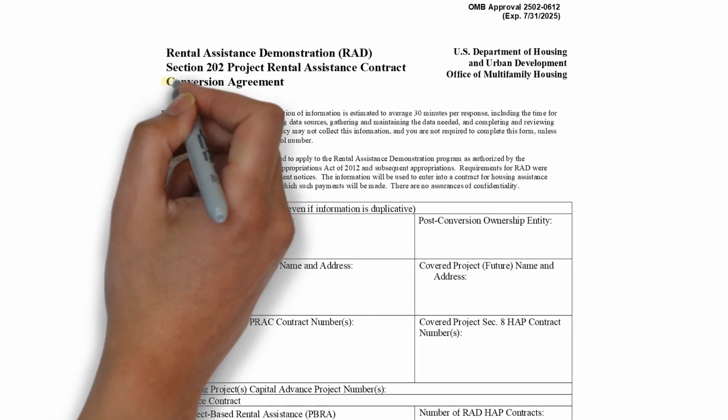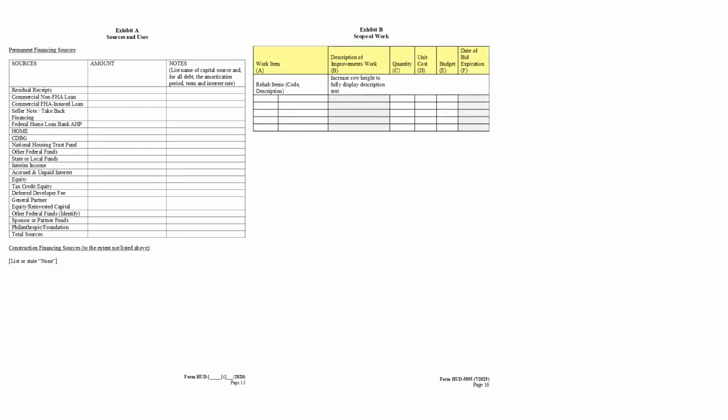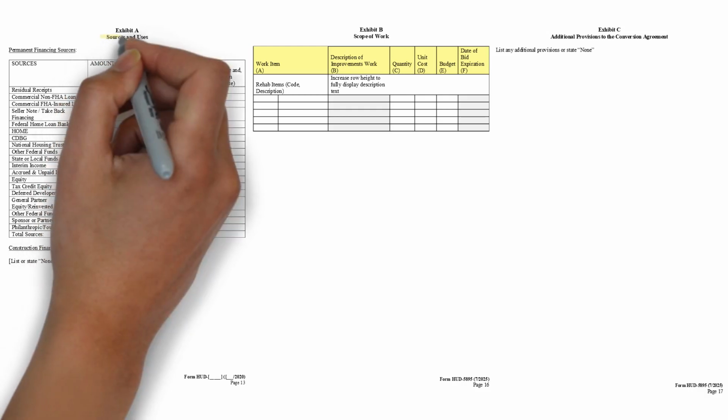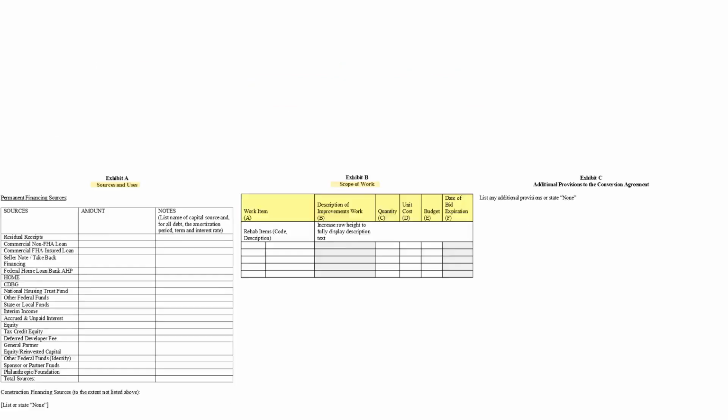A draft conversion agreement will be sent with the conditional approval letter. The conversion agreement includes 3 exhibits: a sources and uses of funds, a scope of work identifying any rehabilitation work to be performed post-closing, and any additional provisions to the conversion agreement. Although the template conversion agreement language will not change, it is not uncommon for the information in the sources and uses and the scope of work to change prior to closing.